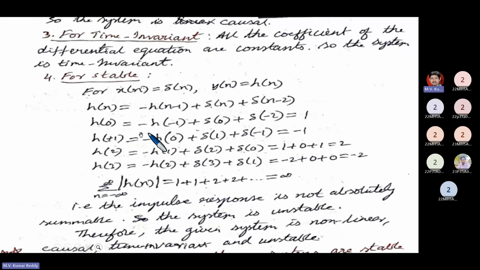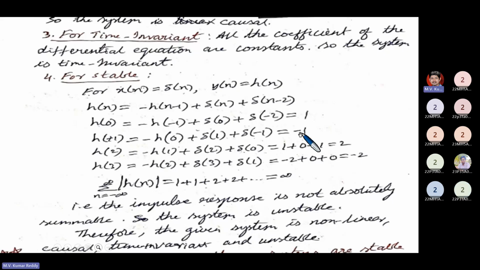Look here, h of 0 value is how much? 1. Automatically we have h of 0 is equal to 1. Put this value here. h of 0 is how much value? 1. Put this value here, minus 1, plus there is no delta of 0. Delta of 0, there is no delta of 0. So this is 0, this is 0. Minus 1, 0, 0, minus 1. So h of 1. What is the h of 1 value?